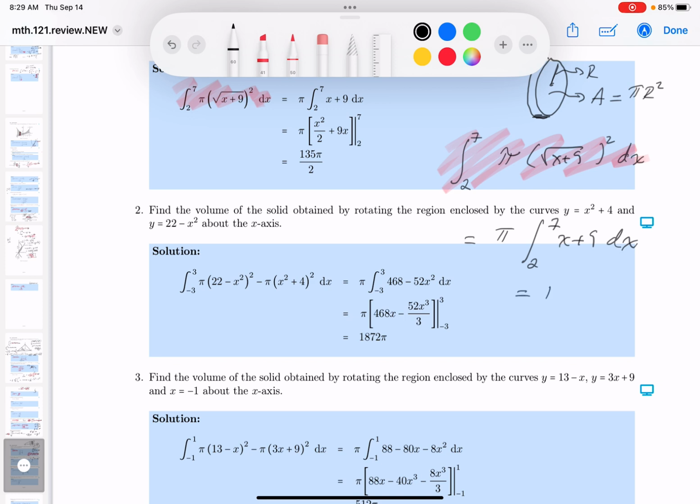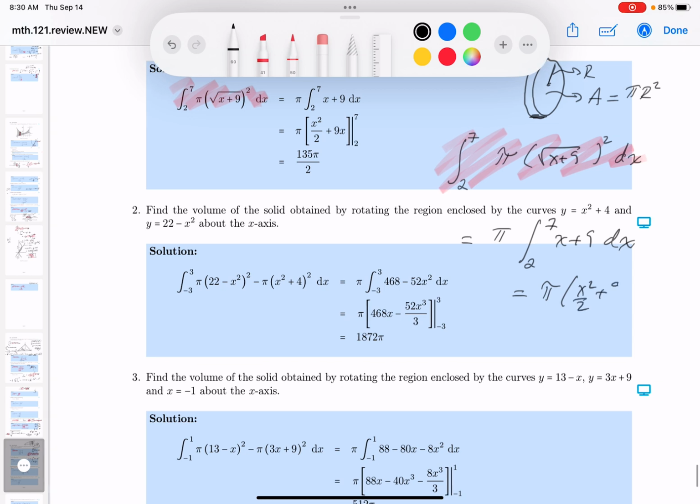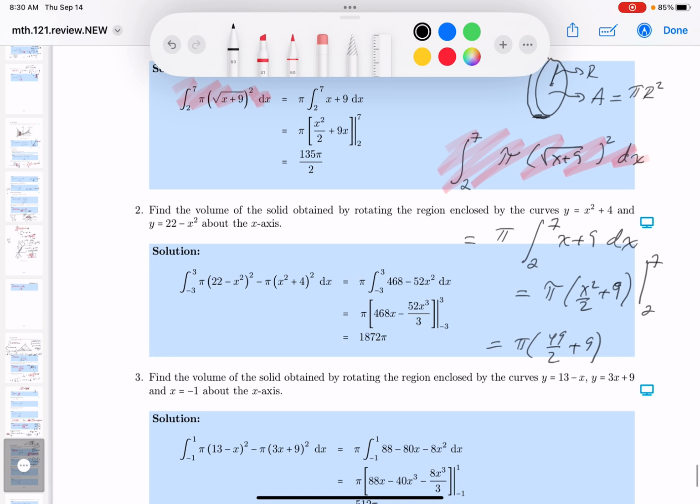This is going to be pi. Then you can get x squared plus, whoops, made a mistake, x squared over 2 plus 9. Limits of integration go from 2 to 7. Let's put this down. You can get pi, 49 halves, plus 9. You know what? I made a mistake here. I'm going to correct it, but the way I'm going to correct it is just erase it. I think I got excited or something and I made a mistake. So let's put this over here.